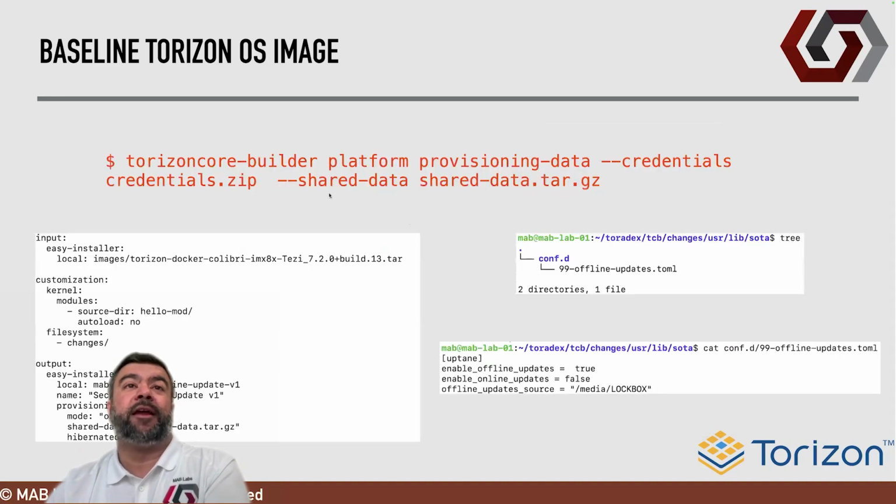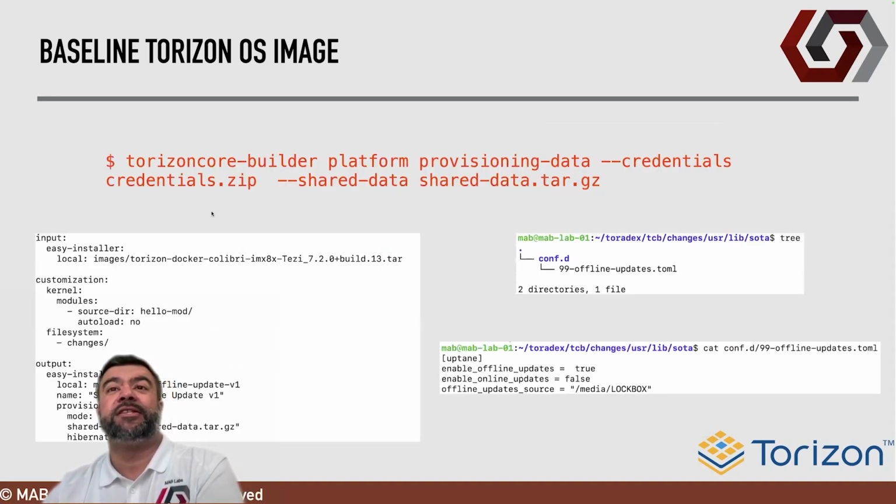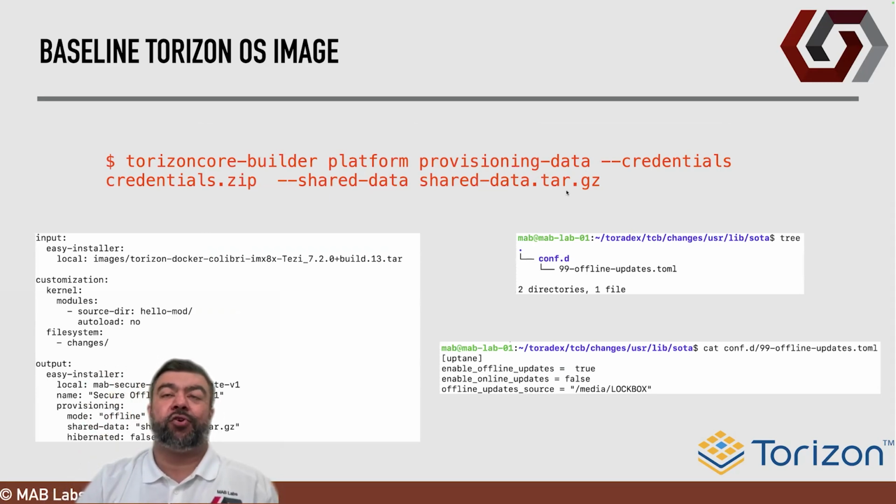Okay. And like I said, this is still not complete because we need to enable support for offline updates. So the first thing we need to do is download shared data, right? Again, there's a component on the device side that needs to be present to ensure that when we plug in the Lockbox, the images and the metadata on the Lockbox are indeed valid. And that's where the shared data comes in. This is something that we retrieve using the Torizon Core Builder from our Torizon Cloud instance, and we use our credentials to download this data. This is going to represent the information that the device is going to use to verify the image and the metadata in our Lockbox, in our flash drive.